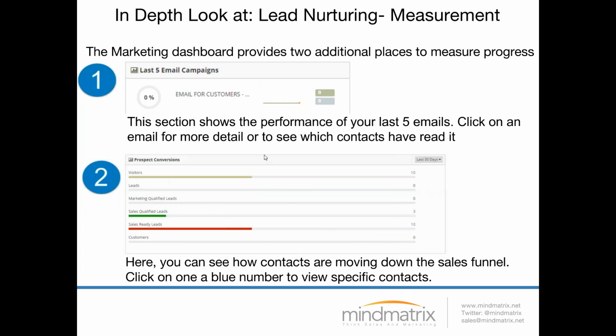The sales dashboard provides two additional sections: the last 5 email campaigns and the prospect conversion sections. The last 5 emails campaign section shows the performance of your last 5 emails, while the prospect conversion graph shows you how fast contacts are moving down the sales funnel. Again, you can also see the performance of individual contacts by clicking on this blue number.